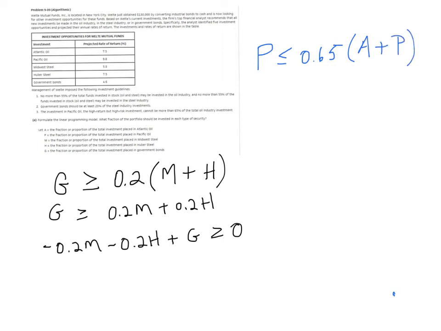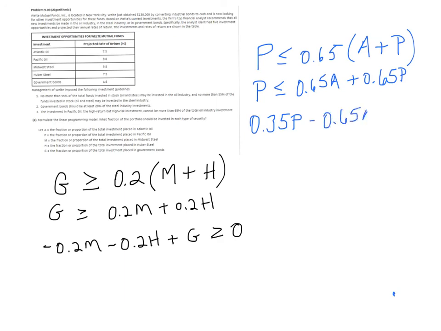Now I distribute the 0.65 to both terms within the parentheses. And then I move everything over to the left-hand side. So 1P minus 0.65P is 0.35P. And then minus 0.65A, and that's less than or equal to 0.